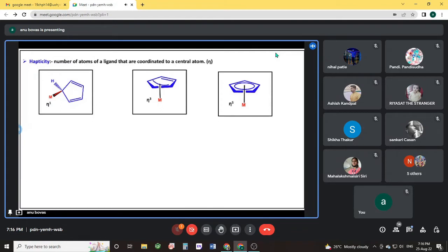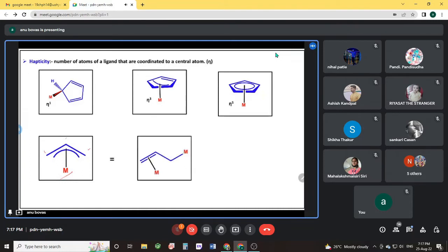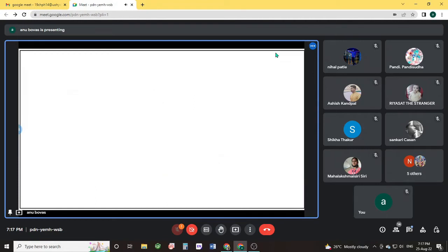And in the third case, the metal atom is coordinated to all the 5 carbon atoms and hence it is eta 5. Next common group is allyl group and this can also be represented in a different manner. So here we can see metal is coordinated to all 3 carbon atoms. This is represented by the same structure like this. So here also we can see that the metal is connected to 1, 2 and 3, means 3 carbon atoms, and this is called eta 3 and the hapticity is 3 in this case.